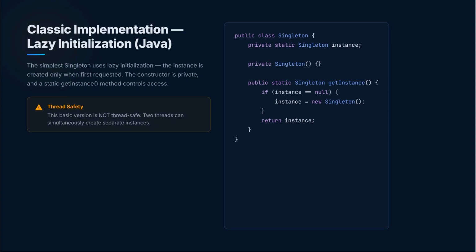Inside, we check if instance is null. If it is, we create the one and only object. On subsequent calls, instance is no longer null, so we simply return the existing one. This is elegantly simple, but there's a critical flaw. In a multi-threaded environment, 2 threads could both see instance as null at the same time, and both could create separate instances, defeating the entire purpose of singleton. We'll fix this in the next slide with thread-safe approaches.